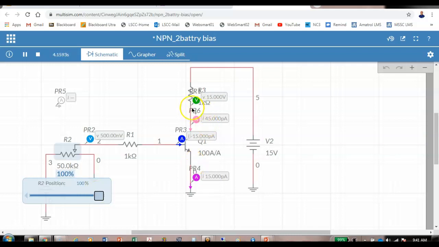So now I have 15 volts dropped across my transistor. So that means the transistor is totally cut off. Now when we go the other way, now look, we've only got 117 millivolts across the transistor. So now the collector resistor has to be dropping pretty close to 15 volts.